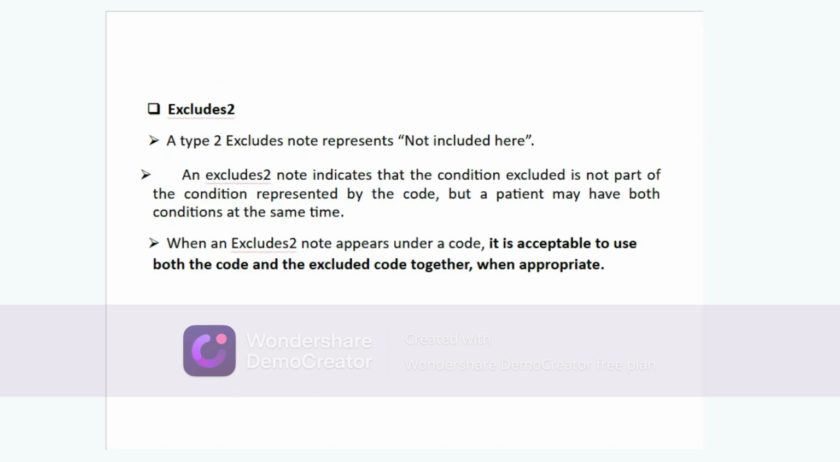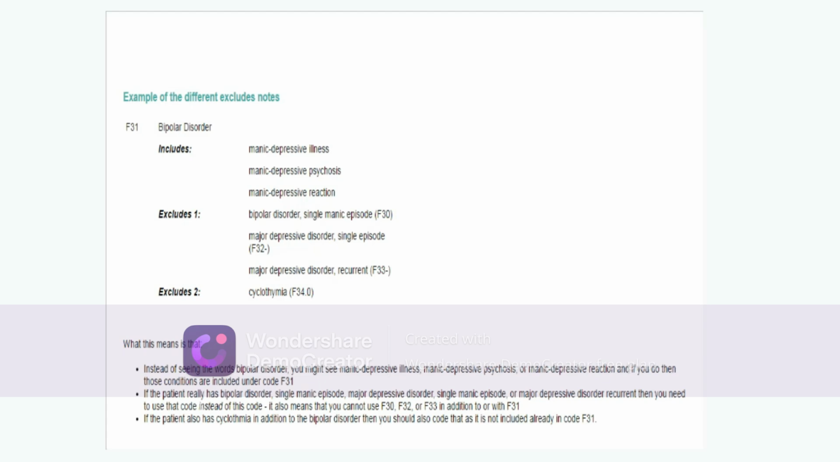Excludes2. A Type 2 Excludes note represents not included here. An Excludes2 note indicates that the condition excluded is not part of the condition represented by the code, but the patient may have both conditions at the same time. When an Excludes2 note appears under a code, it is acceptable to use both the code and the excluded code together when appropriate. Example of the different exclude notes.